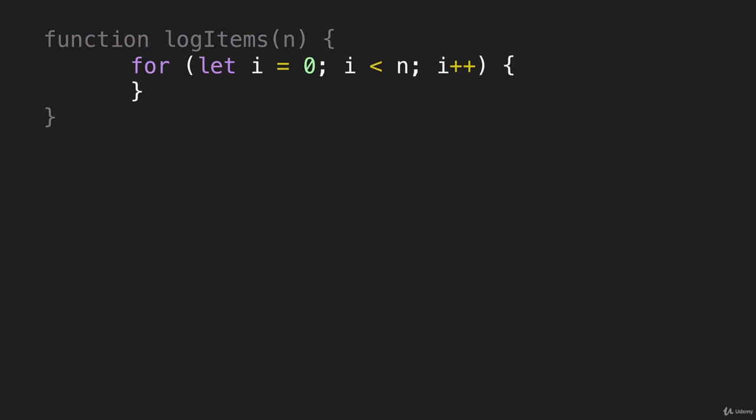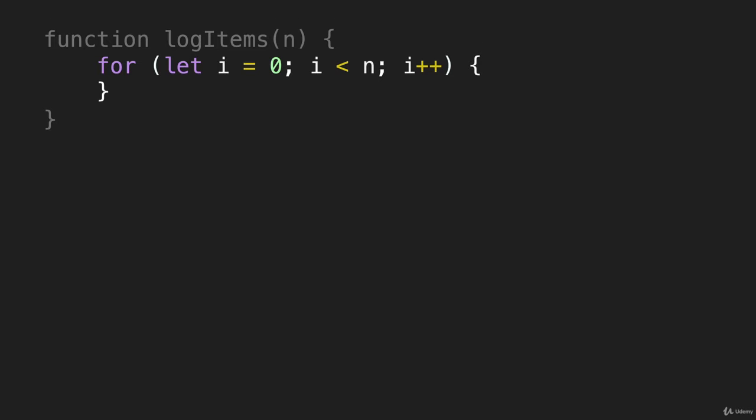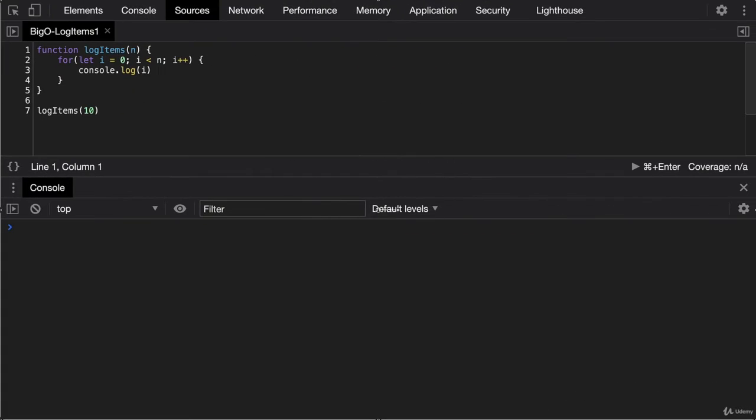So we're going to run a for loop, and the for loop is going to run n times. And then we're going to console log out I from the for loop. And that's it. Pretty simple code. So let's go look at this in Chrome DevTools.